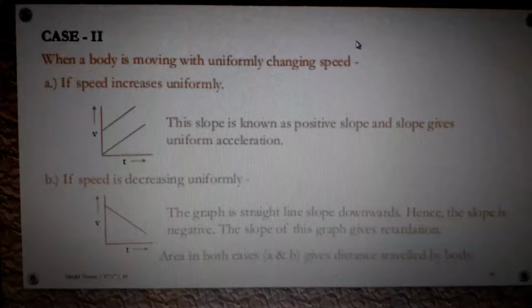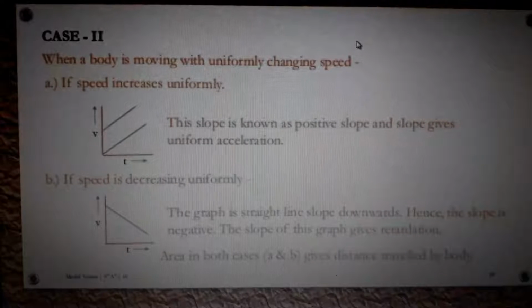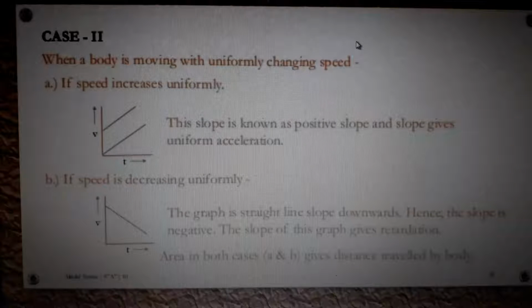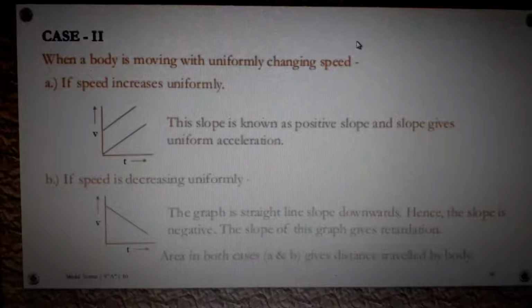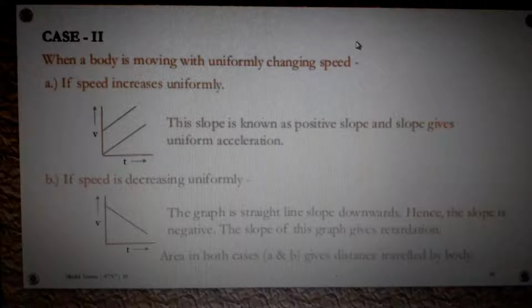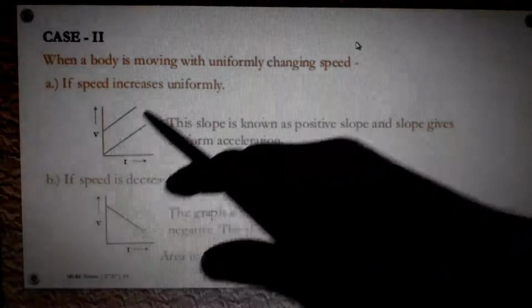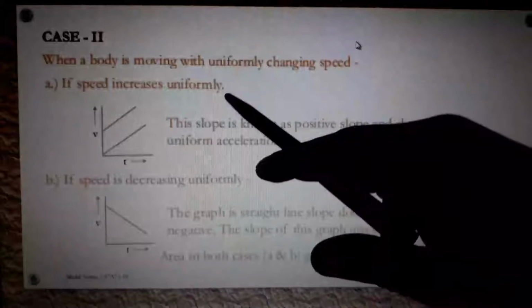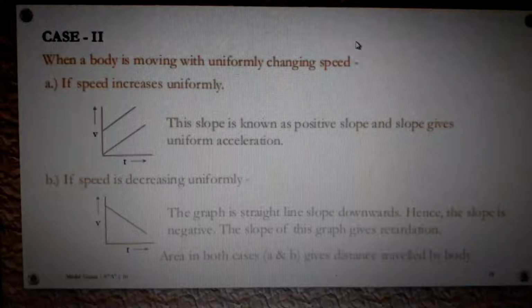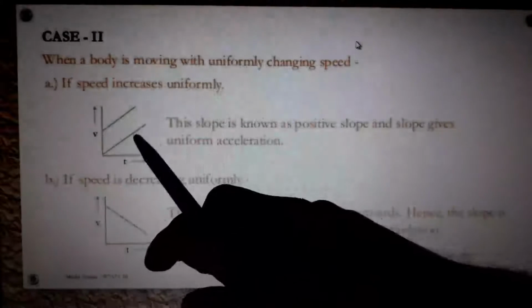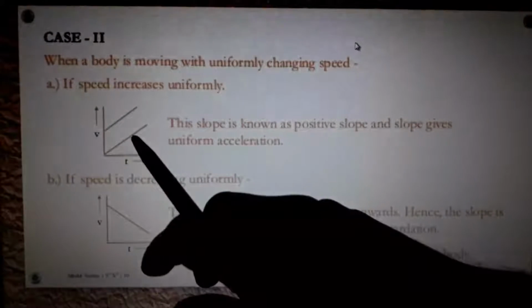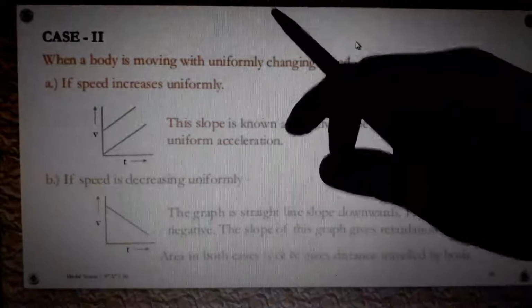When a body is moving with uniformly changing speed, if speed increases uniformly, the slope is known as positive slope, and the slope gives uniform acceleration. Same thing if the speed of the body is decreasing. In the first case, the graph is going upward. See, at that time, what is happening? Speed is increasing, but uniformly. If it is not increasing uniformly, how will you get the graph? It will be a curve.